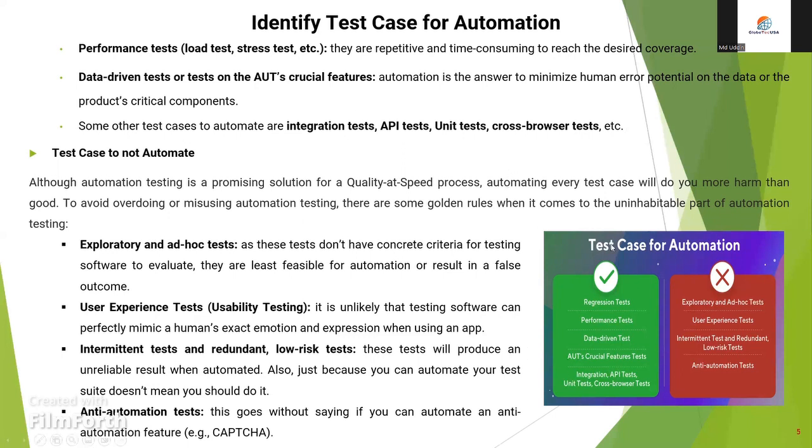Any questions? So in test automation, regression test, performance test, data-driven automation, AUT crucial features, integration and API tests can be automated, or we should automate them. Exploratory and ad hoc tests, user experience tests, redundant low-risk tests and anti-automation tests we should not try to automate. Those are the criteria for when you automate and when you do not, which test cases you automate and which you don't. Any questions so far?